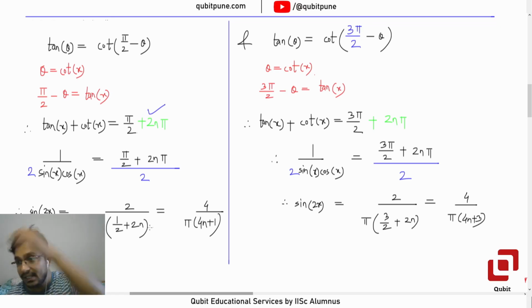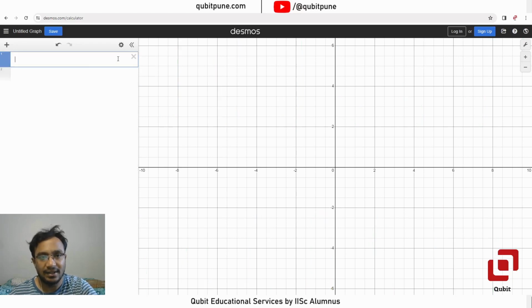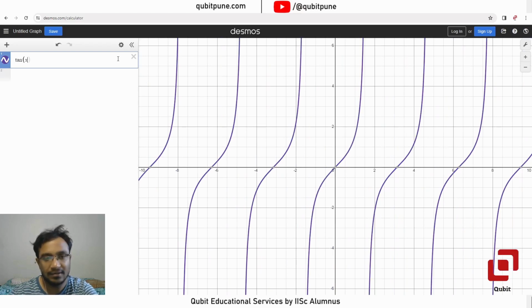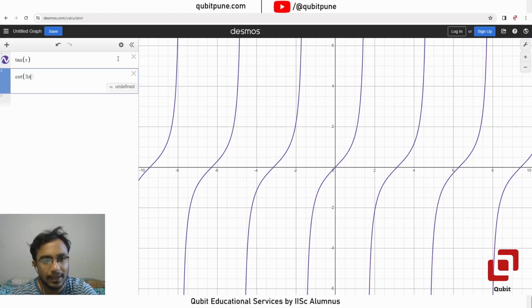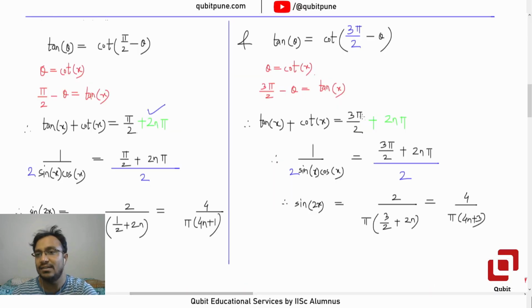But there is one more way to solve the problem, and that is when you take tan theta as cot of 3 pi by 2 minus theta. That is also allowed. You can check that here. Let's take tan x first, and then let us take cot of 3 pi by 2 minus x. That black one overlaps with this, so that can also be taken into consideration and we can simplify that also.